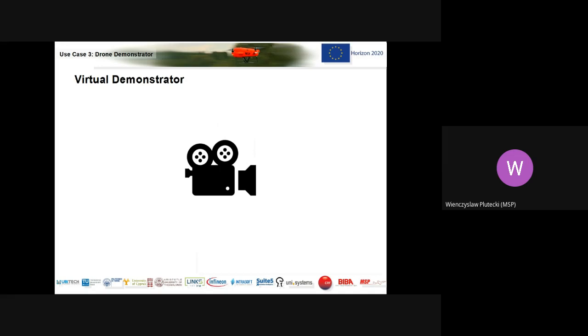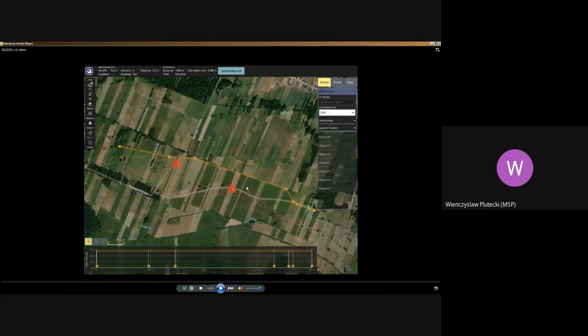And they were tested for the first time in a virtual demonstrator, just to check if the system works well, if it is necessary to make some corrections and so on. And then the physical demonstrator was prepared and run. So here we will switch to the video showing how it was done in a virtual demonstrator. Let me switch the screen. Okay. And again, I give the floor to Jacek, who will comment on the video.